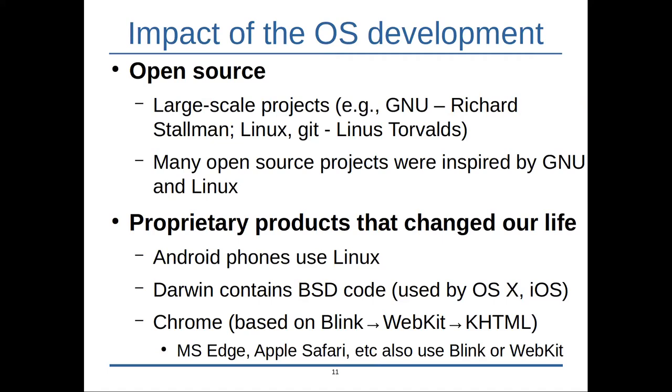Also consider things like Chrome, Microsoft Edge, or Apple Safari, similar browsers. Almost all the browsers that we have, except Firefox, are based on either Blink or WebKit, and Blink itself is based on WebKit, and WebKit was based on KHTML. KHTML was originally a browser developed for Linux in the KDE environment. It was a good browser, but not that complicated. Nowadays we have large-scale projects such as Blink and WebKit, and a lot of proprietary browsers even use them. As I said, except Firefox, everyone switched to that. So again, this is an example of how something started as some OS-related development and affected other things.